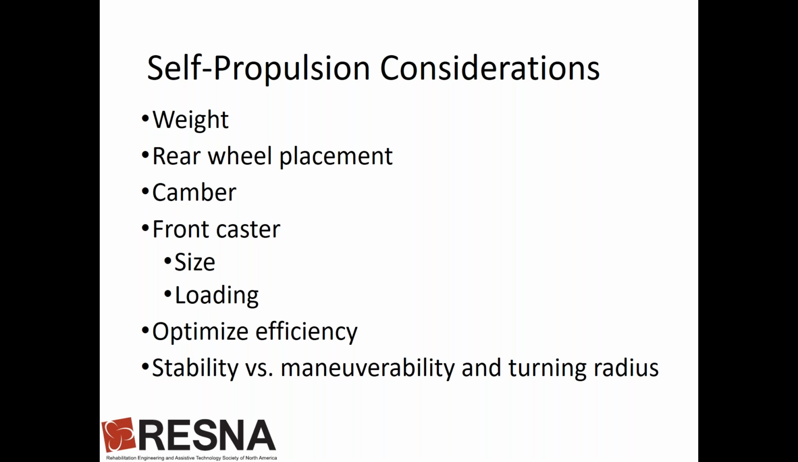Other considerations for self-propelling are the size of the front caster. If you have really big front casters, that can affect your efficiency with propelling. If someone's weight distribution is sitting in front of the caster, that's what's called loading. You want to consider your center of gravity, where that person's tippiness is in the chair, but then there's also a center of mass. The center of mass is where that person's proportionate weight is with the chair.